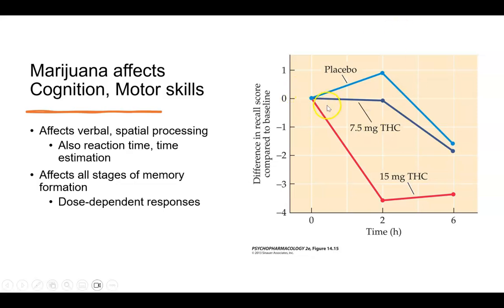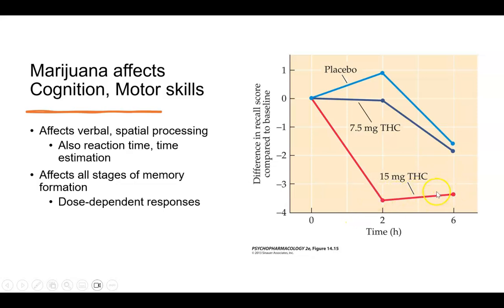And what you can see is that all of the groups in this explicit memory task, where they have to listen to a story of prose and then recall it, are pretty equivalent at first. But notice what happens 2 hours after either receiving a placebo or receiving THC. The group that gets a placebo actually has their performance improve. You can see that there's not really much of a change from baseline for the group that got the lower dose of THC, but the group that got the larger dose, they just tank.